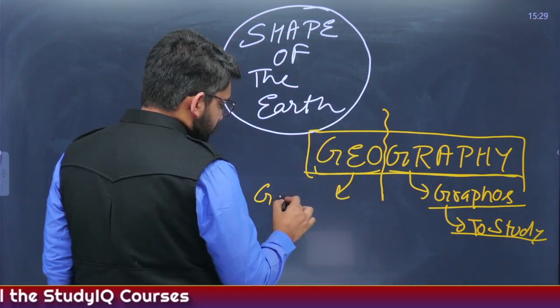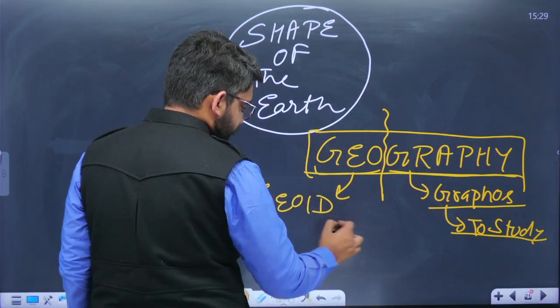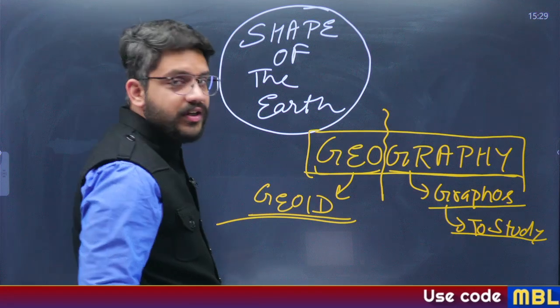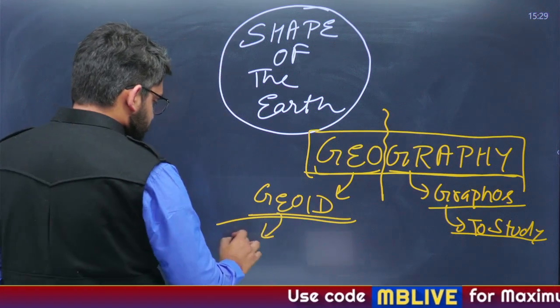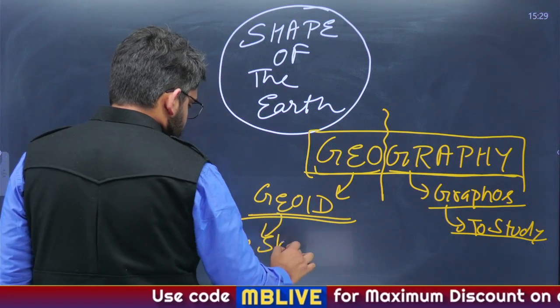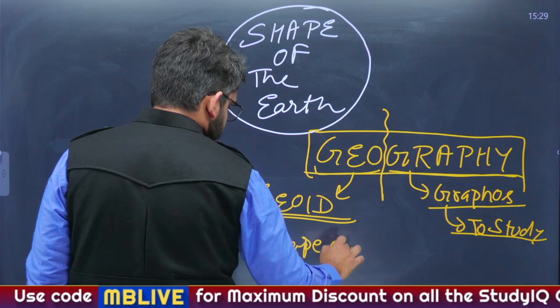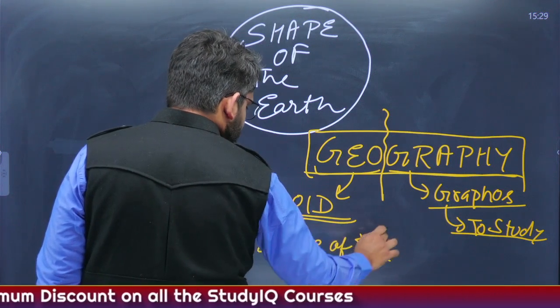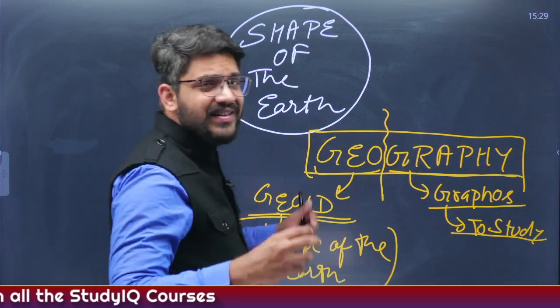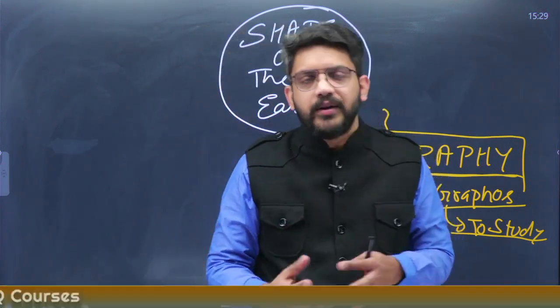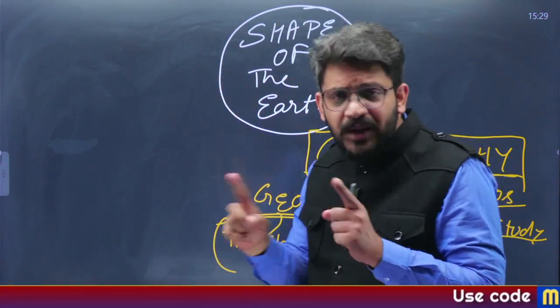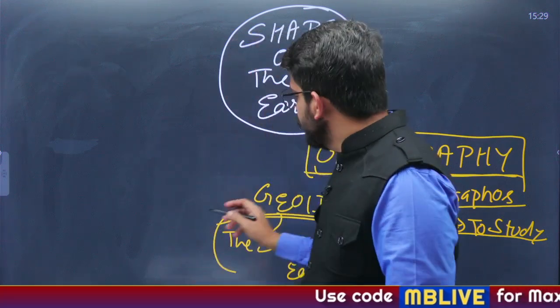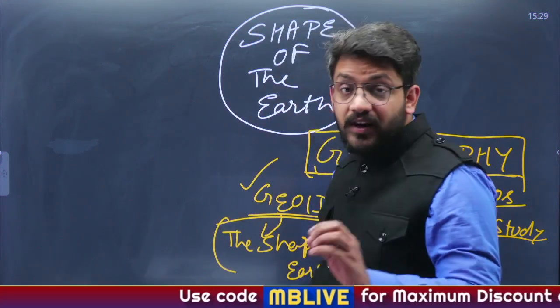Geo came from the word geoid. What is this geoid? Geoid means the shape of Earth. Exactly what does geoid mean? The shape which resembles the shape of Earth, or I can say the shape of Earth is geoid.